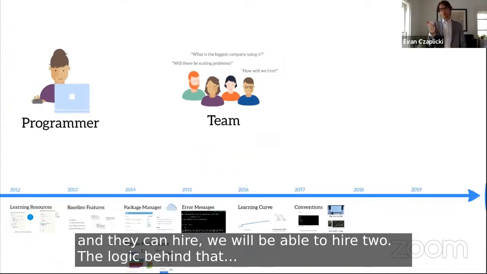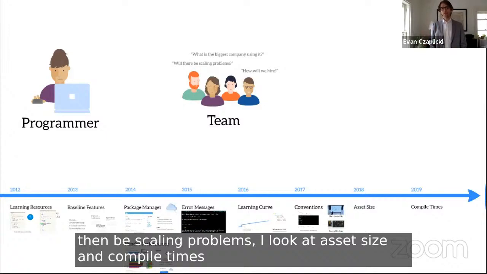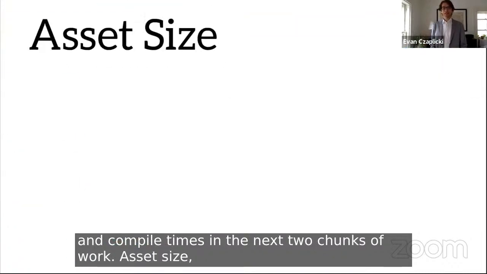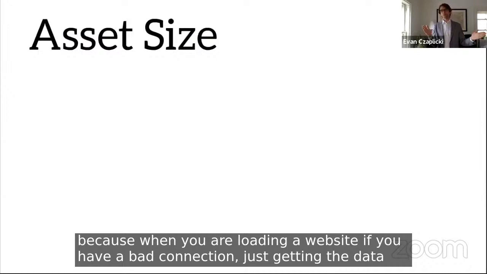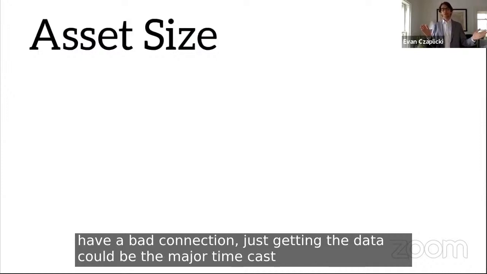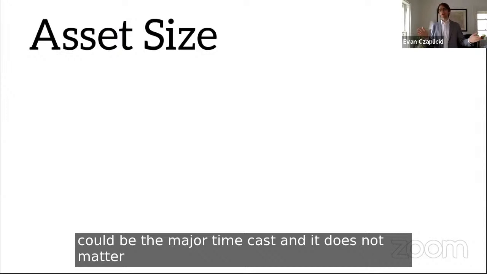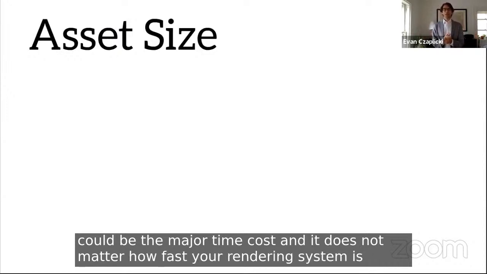The only question of these that we can really answer technically is, will there be scaling problems? So I focused on asset size and compile times in the next two chunks of work. Asset size really matters on the web, because when you are loading a website on a bad connection, just getting the data could be the major time cost. And it doesn't matter how fast your rendering system is if the data just takes a long time to get there.